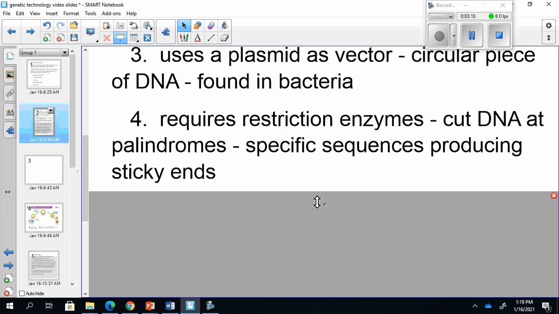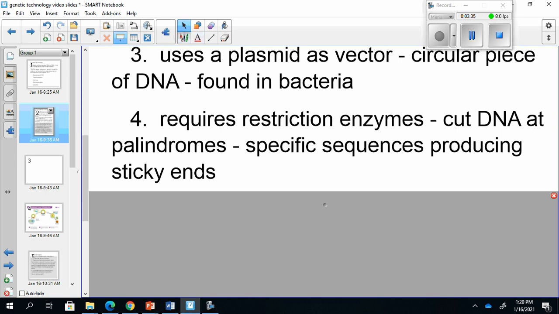You have to have restriction enzymes. So restriction enzymes are specific enzymes. There's a whole bunch of them, like EcoRI and BamHI and HindIII. They all have these different names. They each cut DNA at palindromes. A palindrome is a sequence that's read the same in both directions. And it cuts at those specific sequences to give you sticky ends.